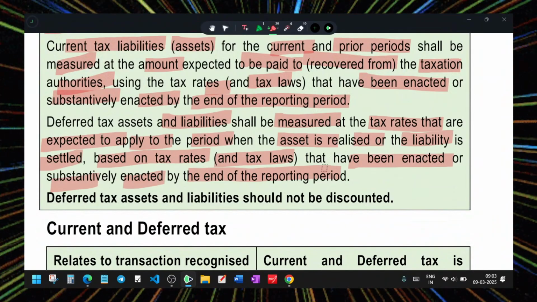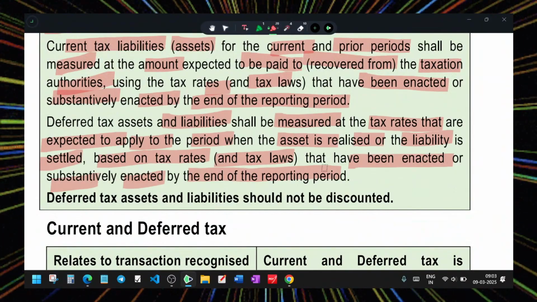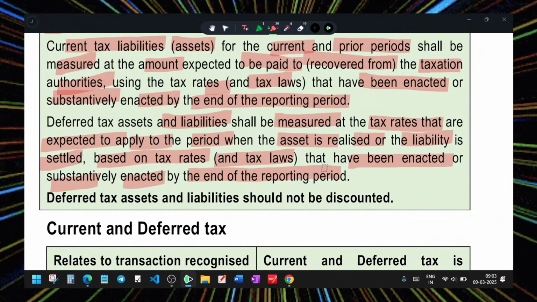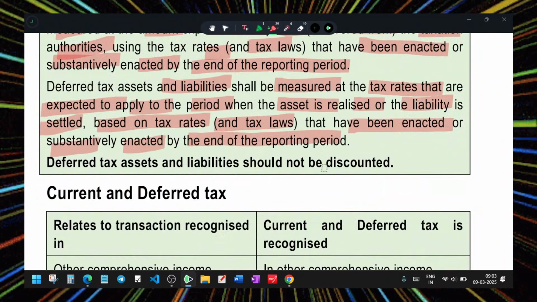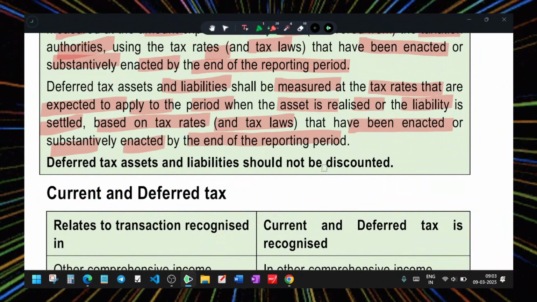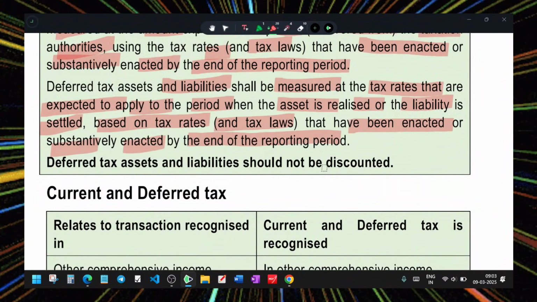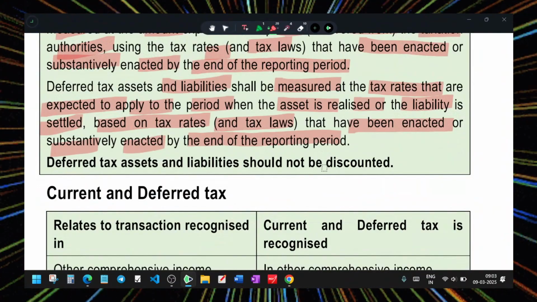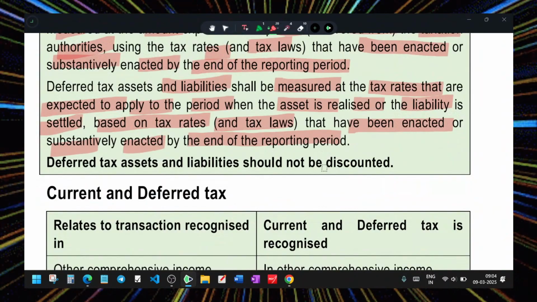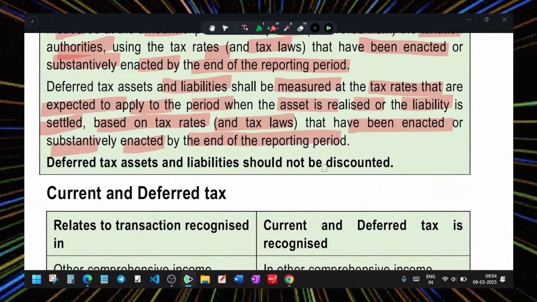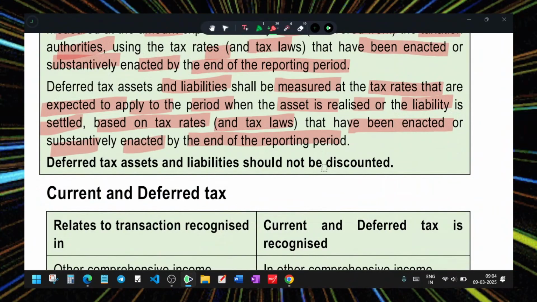So upon that, what do we get? Either an asset or a liability. What is an asset? That which can be recovered. What is a liability? That which needs to be paid. And these are all based on what? Tax rates and tax laws of that country, which have been enacted. The government's policy and constitution of that country we need to follow, up to the ending period, as per that country's ending period. This all has to be considered.